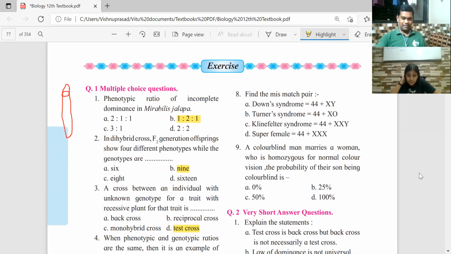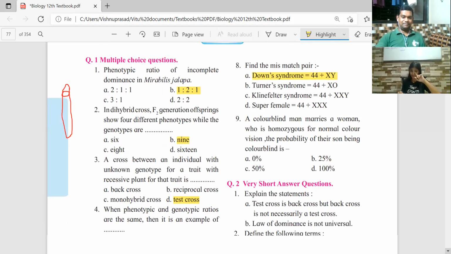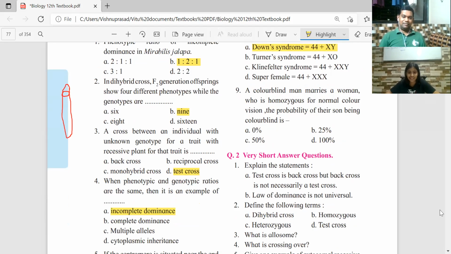Find the mismatched pair. Down syndrome is 44 plus XY. Turner syndrome is 44 plus X0. Klinefelter syndrome is 44 plus XXX, a super female. The mismatch is Down syndrome. 44 plus XY is normal, whereas Down syndrome is 45 plus XY. Ninth one.